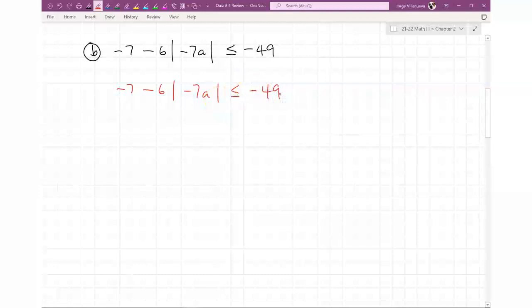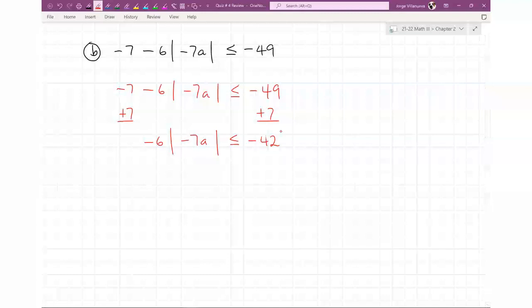Okay, so the first thing I want to move out of the way is going to be this -7 on the very far left. So I'm going to add 7 on both sides. Okay, so that gives me -6, absolute value of -7a, less than or equal to -42. All right, so that's my first part of it.